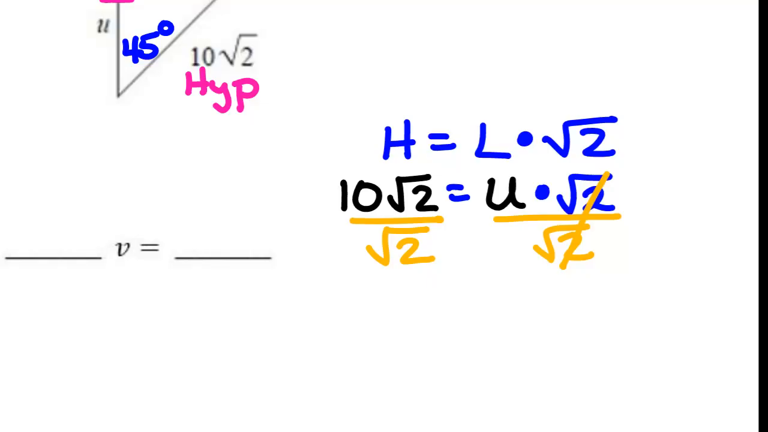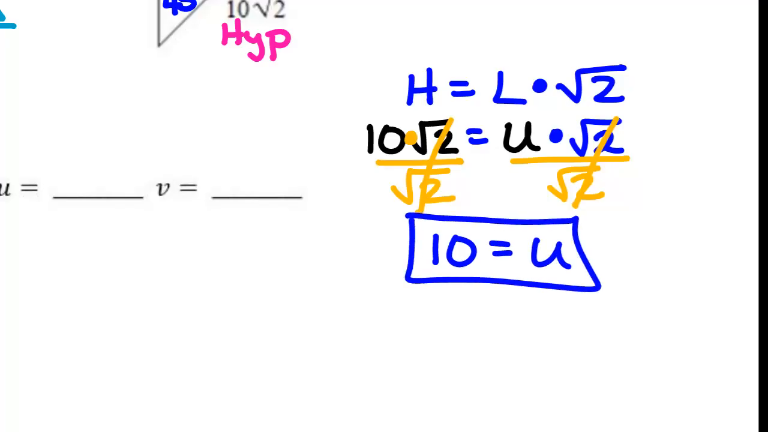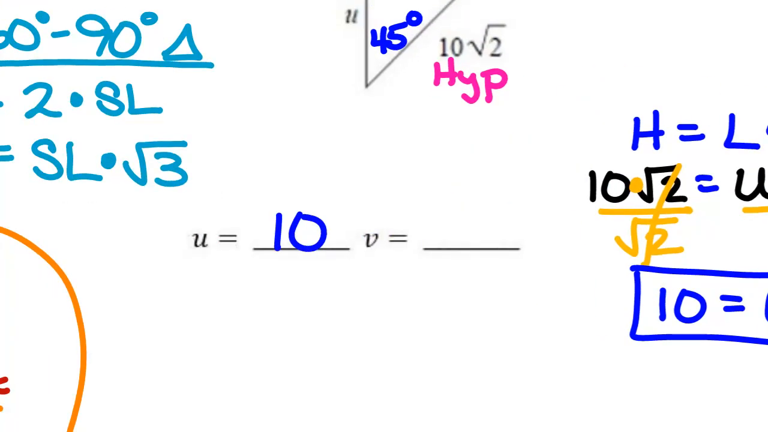Over here, in between the 10 and the radical 2 up on top, what operation is happening? Multiplication. We just wrote it down without the multiplication, but it's really there. So I have a radical 2 up on top that's being multiplied, and I have a radical 2 on the bottom that's being divided. So my radical 2's will cancel out. 10 equals U. So how big is V? 10. These 2 are the same.